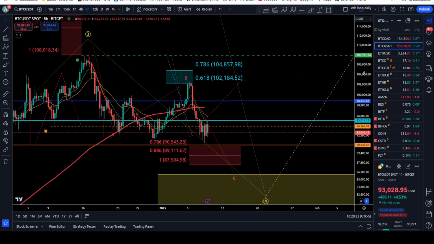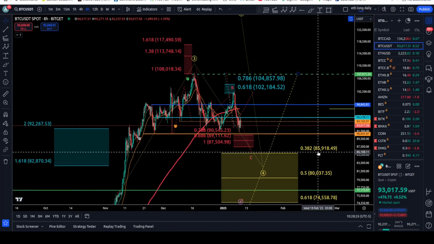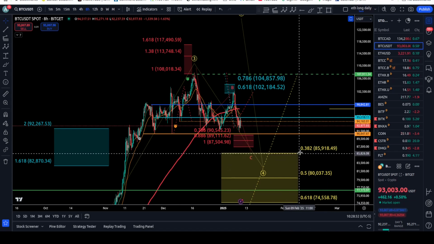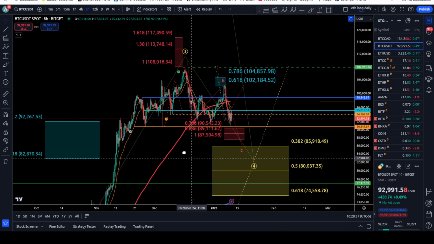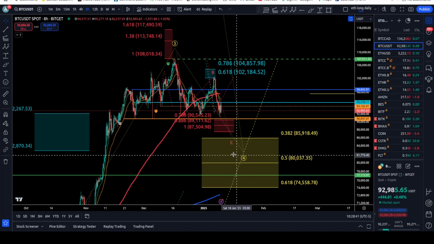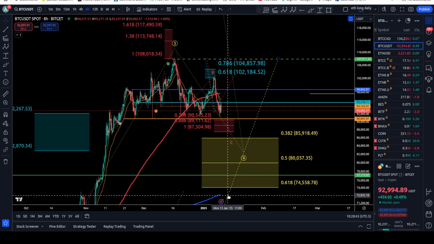Ideally, we are going to reach 87,505, but we can see that not so far from there we do have pretty much 85,900. We can round it up to 86,000. It's the 0.382 fib retracement. As you can see, we didn't do a deep correction yet. We still have so much room to go. Because it's a diagonal, we can go deeper, way deeper.